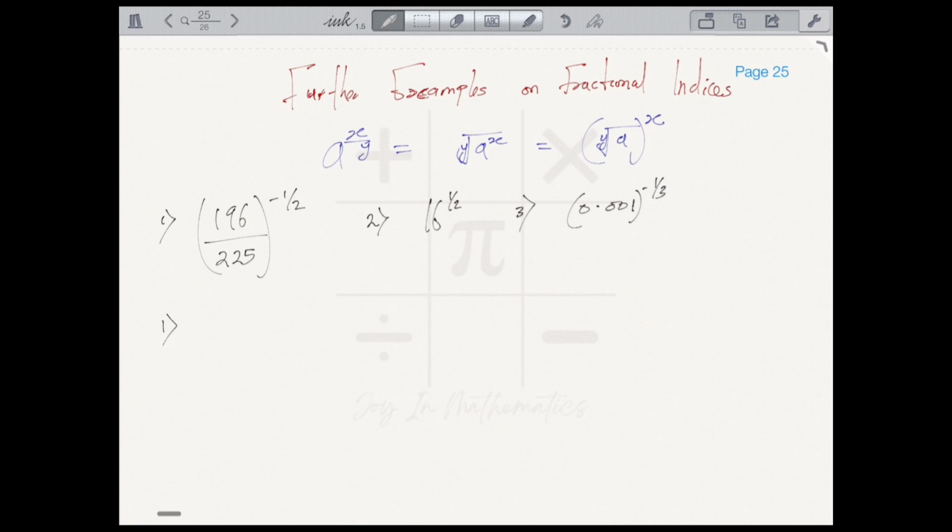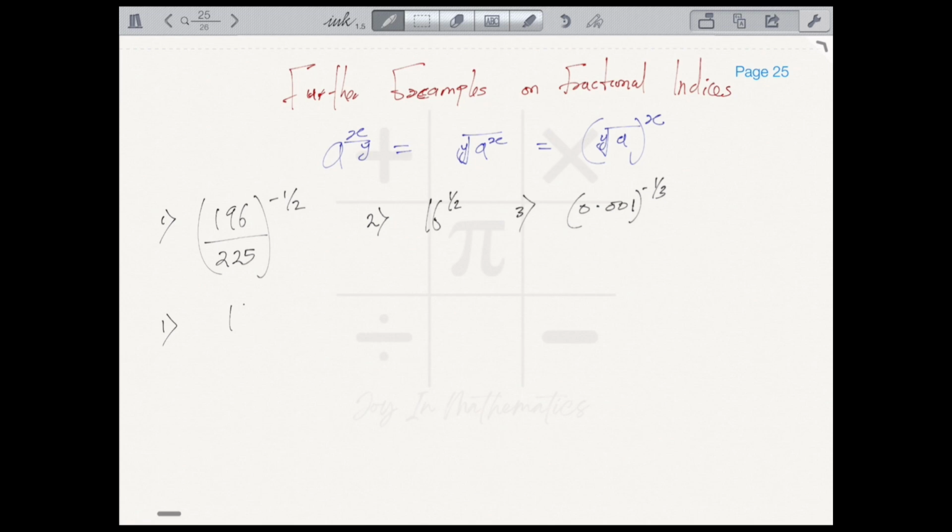So we have (196 over 225) all raised to the power of minus 1 over 2. We have 16 raised to the power of 1 over 2, and we have 0.001 raised to the power of minus 1 over 3. Now you can pause this video right now and give it a try, okay? And yes, we're going to solve it together. So pause the video right away and let's give it a try. Now let's begin.